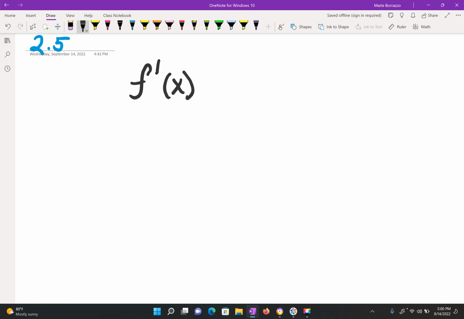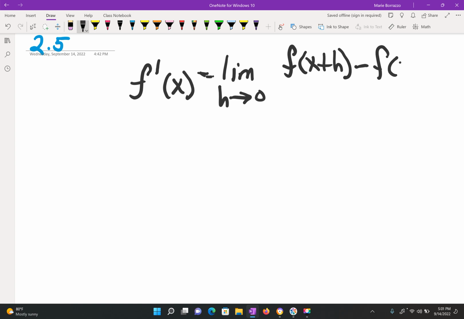So you have f prime x. We know that this is the limit as h approaches 0, given our function, of f of x plus h minus f of x, all over h. That's just the formula that we've been using and that I introduced to you recently. As far as notation, we're talking about the derivative.